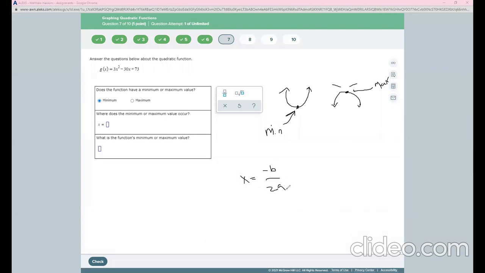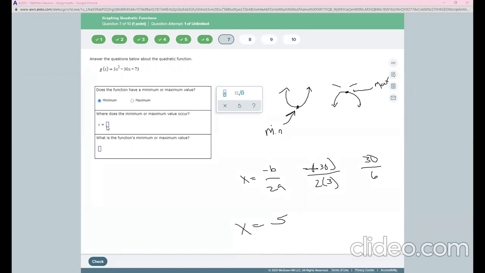So we just need to plug in A and B. A is 3 and B is negative 30. So in my case, I'm going to have negative from the formula, and then B is negative 30. So negative 30 over, I have the 2 from the formula, and A is 3. Negative negative 30 gives me positive 30, the two negatives cancel each other out and turn into a plus sign. It's positive 30, and then 2 times 3 is 6. 30 divided by 6 is 5. So x equals 5 is the x coordinate of the vertex.